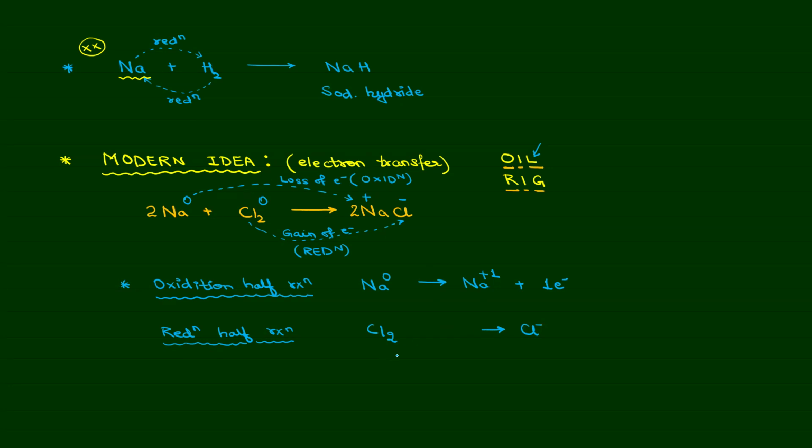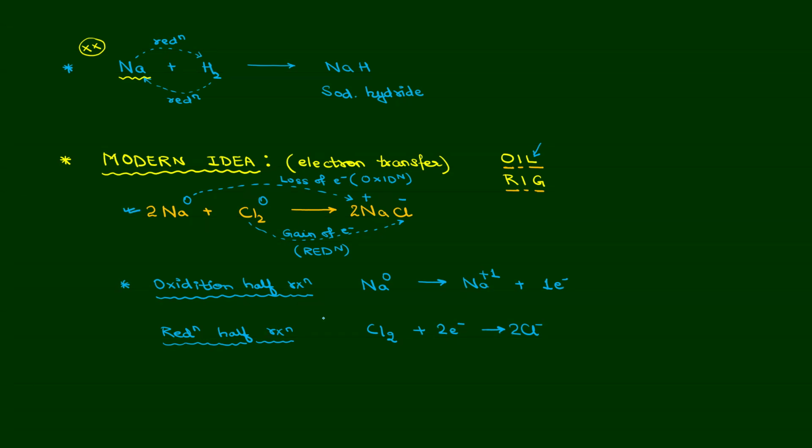But in the diatomic molecule, I have how many chlorine atoms? 2. So should I add one electron or two electrons? Two. So Cl2 is gaining two electrons to form two Cl minus. Okay, so these are two half reactions which I have just broken down from the above reaction. Do you understand this?